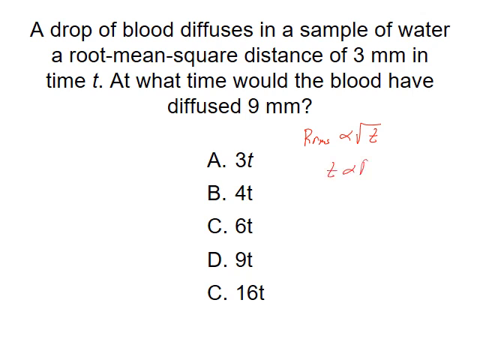So it goes from a distance of 3 millimeters to a distance of 9 millimeters. So it goes 3 times farther away. Therefore, it's going to take 9 times longer to get there. So T2 over T1 is equal to RMS2 over RMS1 squared, which is 9 over 3 squared, which is 9. So 9 times longer.